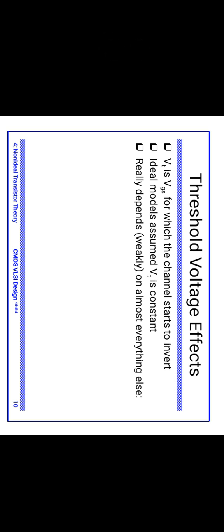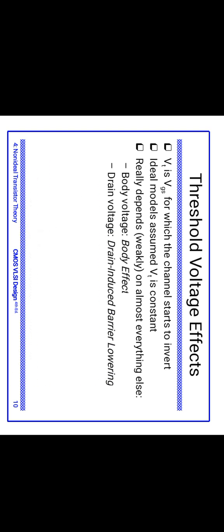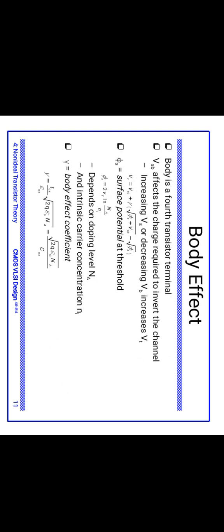Next is threshold voltage effects. VT is the VGS for which the channel starts to invert. Ideal models assumed threshold voltage is constant. Really it depends on almost everything else. First one, body voltage, that is body effect. Second one, drain voltage, that is drain induced barrier lowering. Third one, channel length, that is short channel effect.